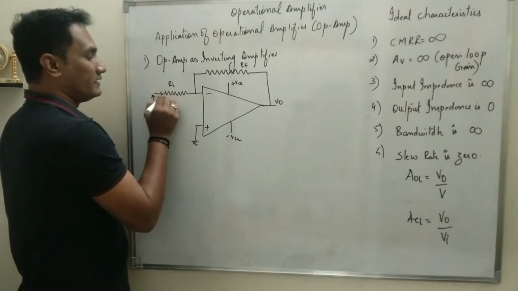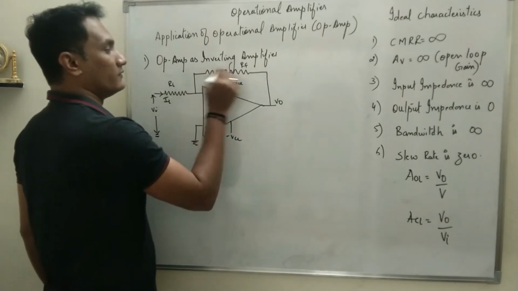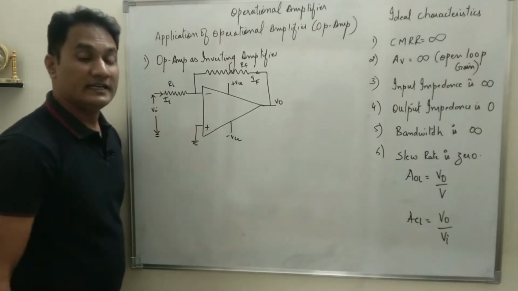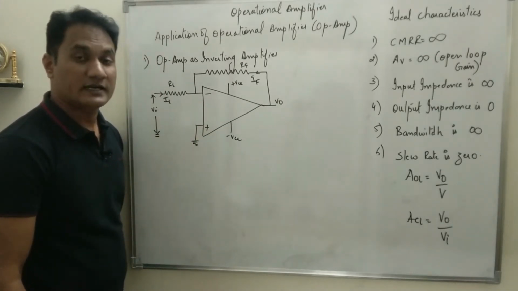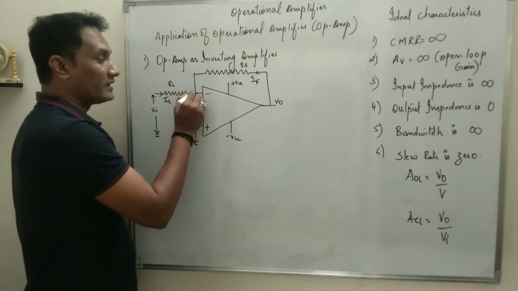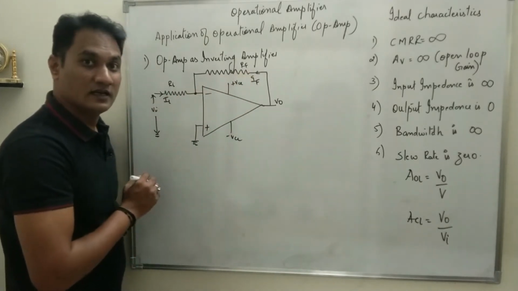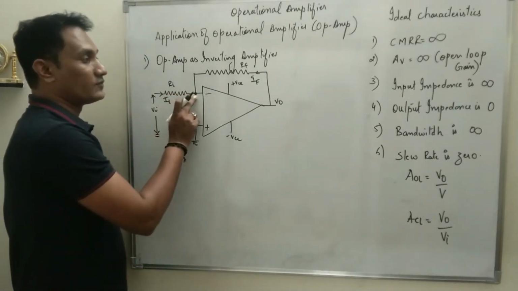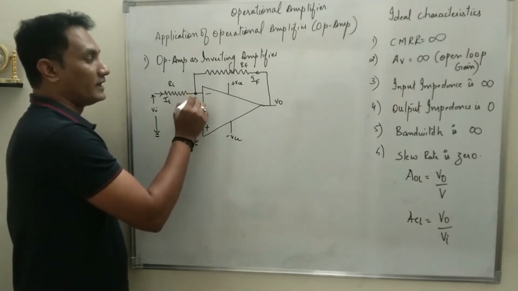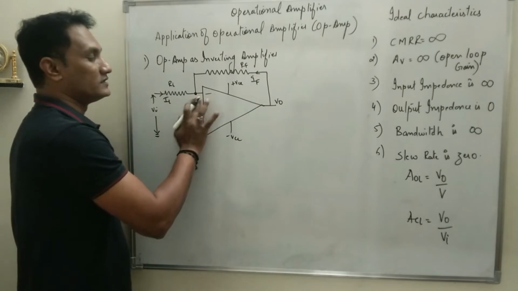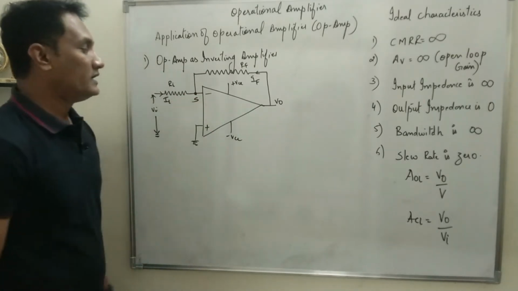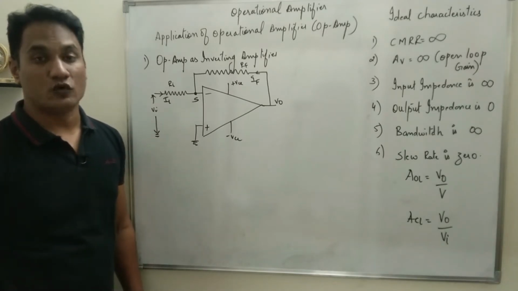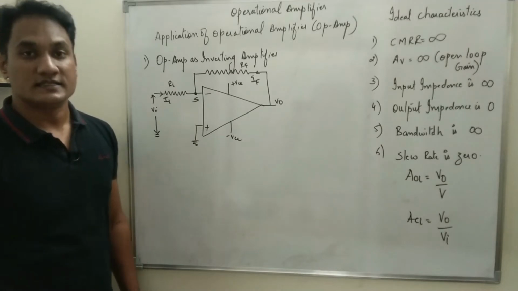The current here is II, and here the current will be IF. And we know, when op amp is connected in inverting mode, at this point these two currents will cancel each other. So current and voltage at this point will be zero, which is called the summing point, denoted by S. So this summing point is at virtual ground. That means voltage and current at that point is zero.